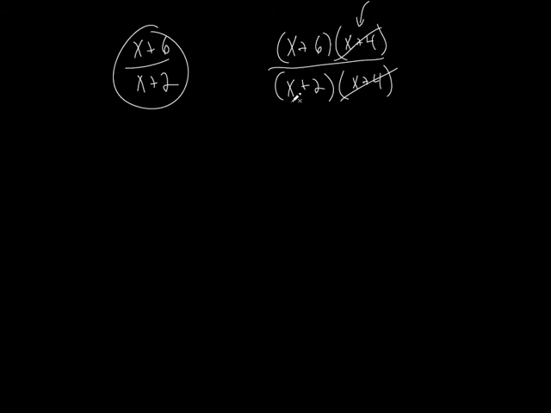So what are you left with? X plus 6 over x plus 2. We already said that we can't simplify that, and so that would be our simplified answer right there. We okay with that? All right. Now, let's really get into some stuff here. What if we had this?